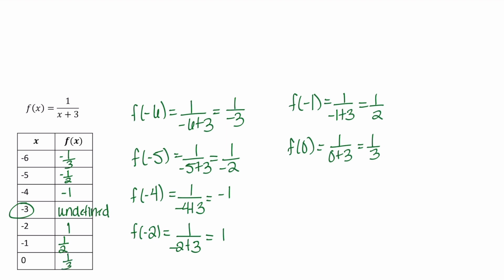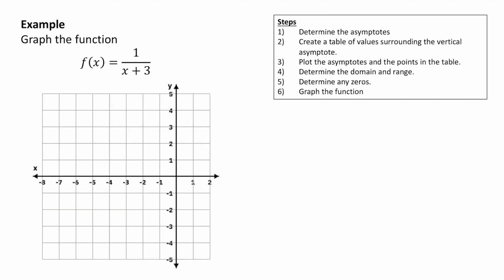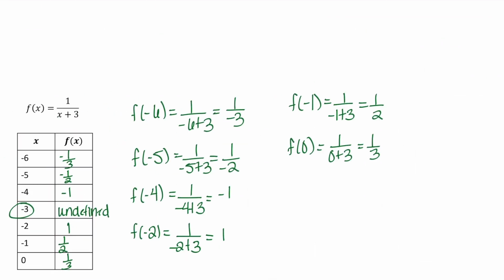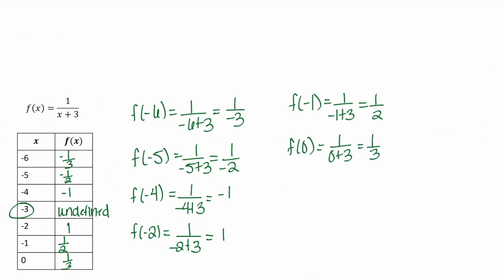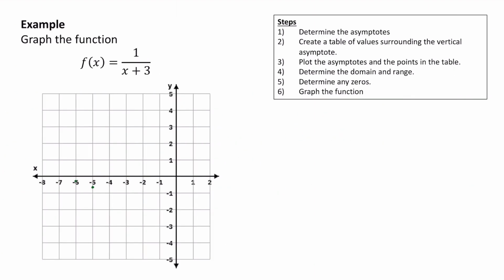So now what we're going to do is go to our coordinate grid and graph all of these points that we have. So let's go ahead and graph these on our function. So we have, let's see, negative 6, negative 1/3. So about here. Negative 5, negative 1/2, negative 4, negative 1.